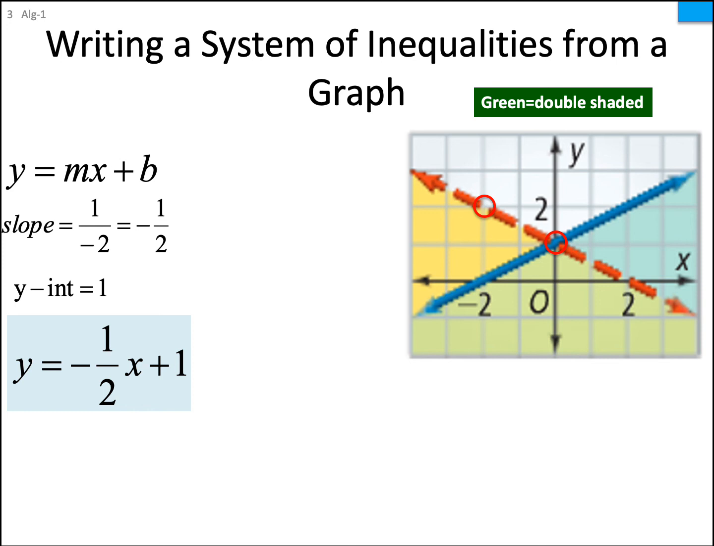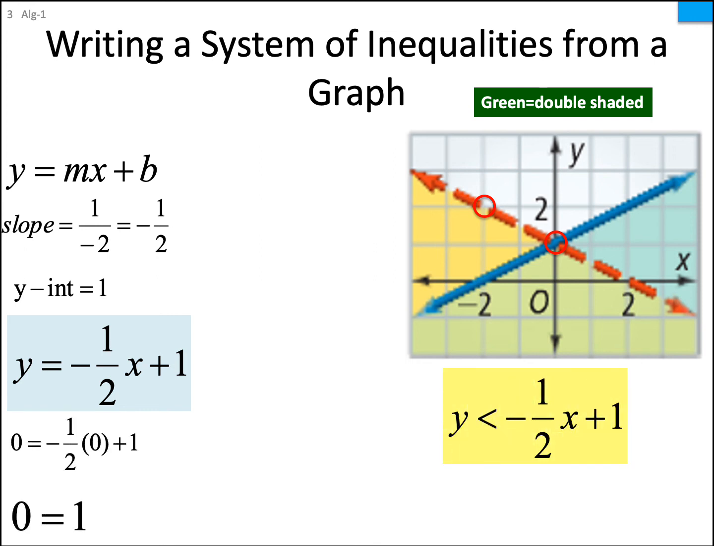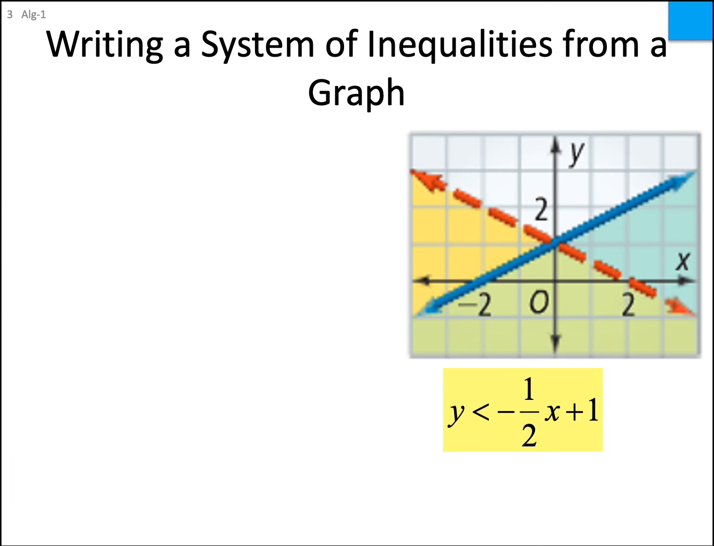Where's the shading on the red line? The shading is underneath the line, so I need 0, 0 to be a true statement. The only inequality that would make that true for red, because it's dashed, would be less than. Does that make sense? One more and we're done.